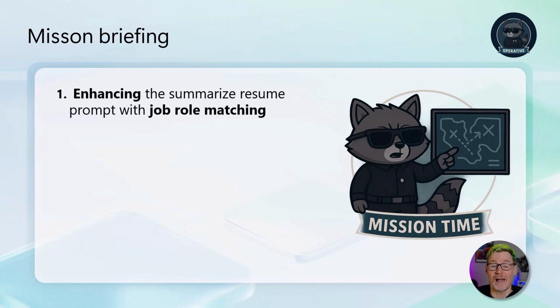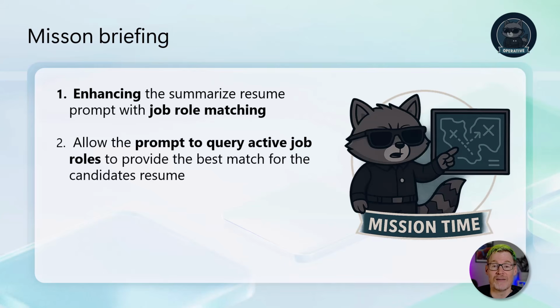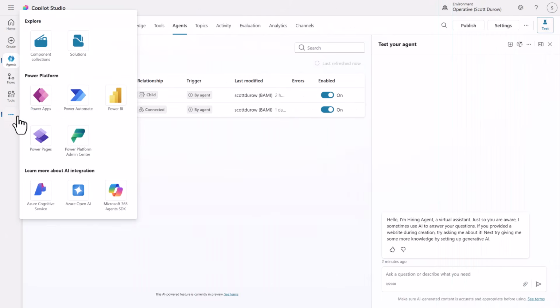Firstly, we'll enhance our summarized resume multimodal prompt so that it can match candidates to the right job roles using live data. We start by grounding the prompt in Dataverse, connecting to the job roles table and also to the criteria table. Then with grounding enabled, the prompt can always reason over up-to-date information and return structured results that reflect the current active job roles. Let's start by heading over to Power Apps.